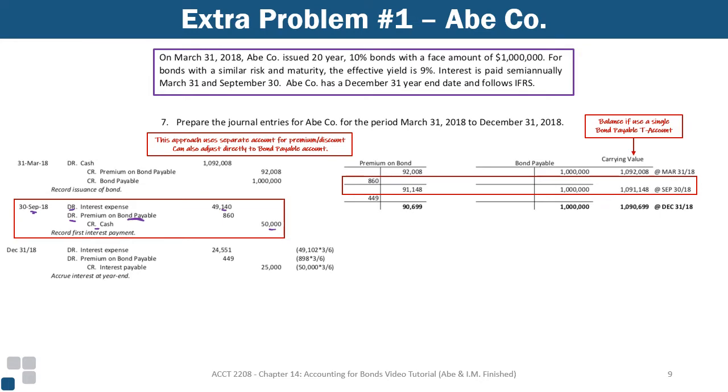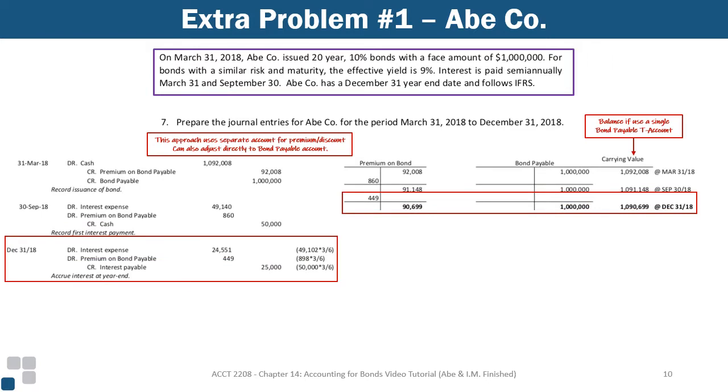You know, the interest expense is the balance times 4.5%, and the $50,000 is the cash payment. So the difference between the two is going to be $860, and in order to plug the journal entry, it has to be a debit. And you can see what happens here is we then enter this as a debit on the premium, and now we end up with a balance of $1,091,148. If we were to do a single T account, then this premium would just be a debit in the bond payable T account, just like it is in the premium account here. Okay.